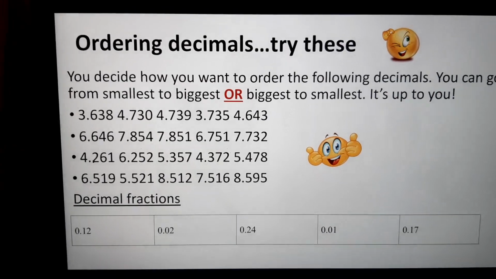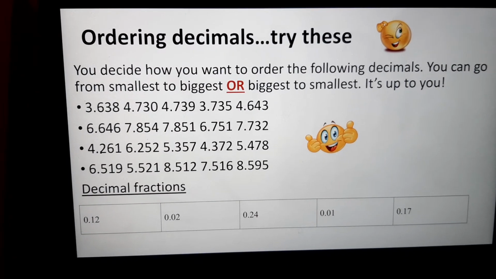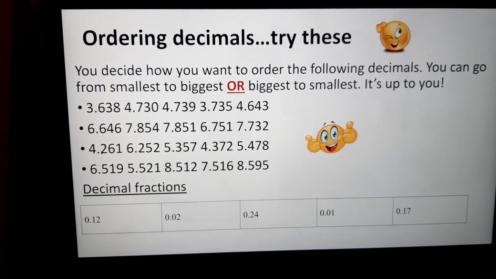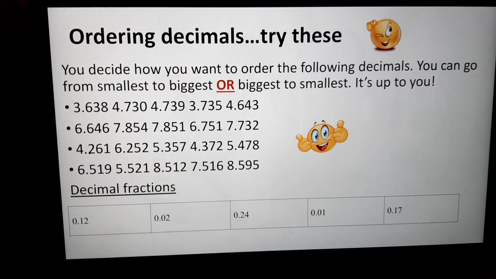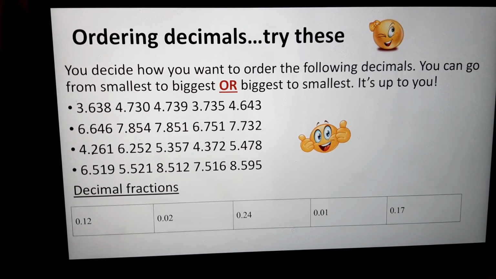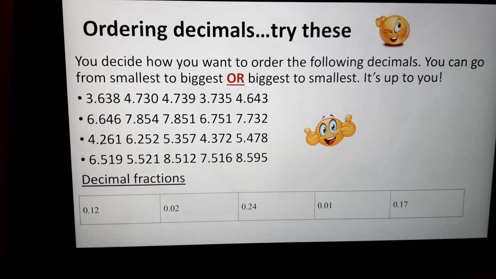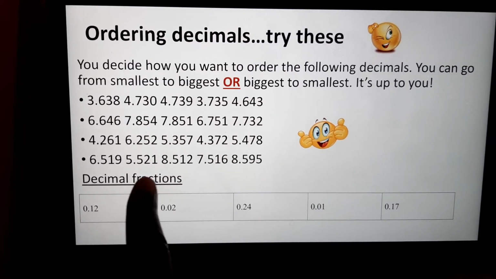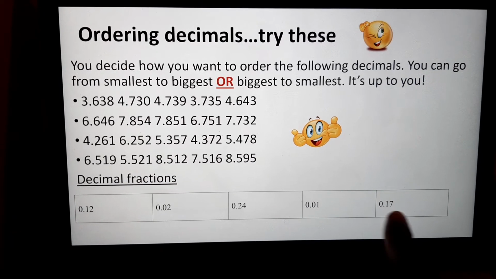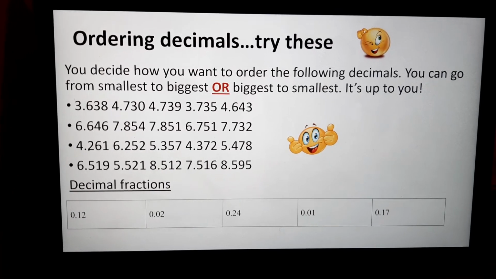Ordering decimals. I would like you to try these and then email me the answer so I can see how you did. Okay? So here you decide how you want to order the following decimals. You can go from smallest to biggest, or you can go from biggest to smallest. It's entirely up to you. So you've got ordering decimals here, and you also have one example of decimal fraction. So you order this as well. So you decide which way you like to do it. Okay?